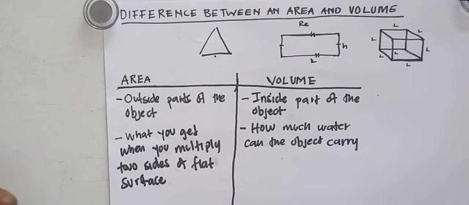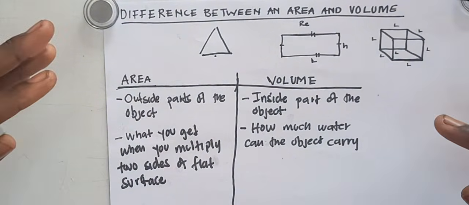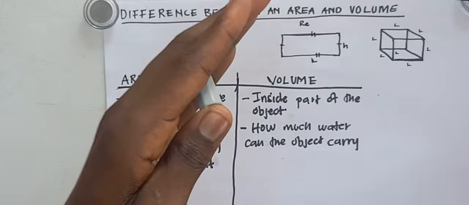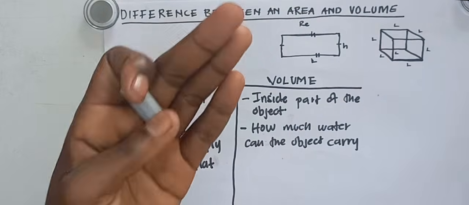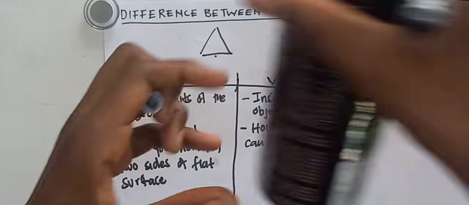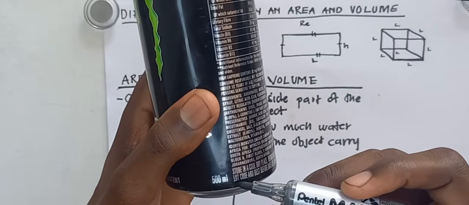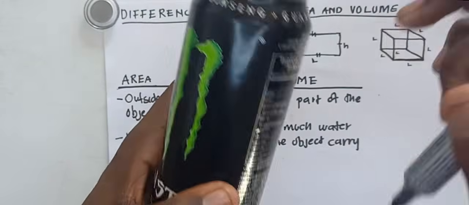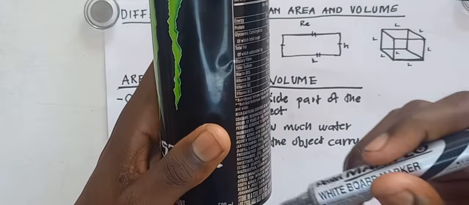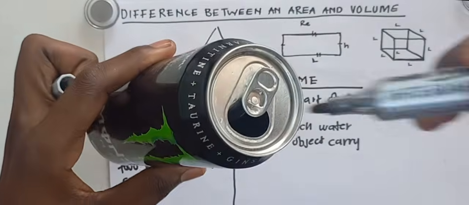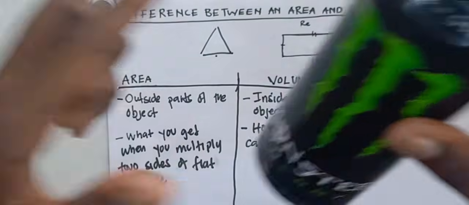But all in all, what I want you to understand about an area is that we talk about the outside parts of it. And when we talk about the volume, we talk about how much that kind of stuff can carry. For example, this, how many liters is this? It's 500 milliliters. So this is the volume of this can. It can carry 500 milliliters of water or of coffee. So that's the volume.